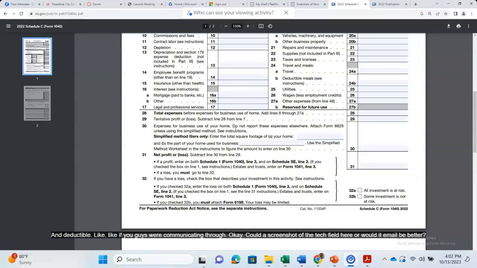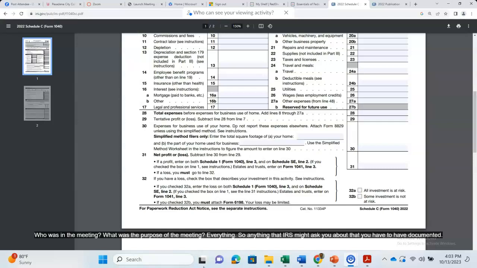deductible. If you were communicating through text, could a screenshot of the text be okay, or would an email be better? How do you pay for a meal? Do you go to a restaurant? Yeah. Okay, then you have to have a restaurant receipt, restaurant location, address, and the purpose of the business meeting, why you are meeting. Usually we write that on the receipts. We put the names of who was there on it.